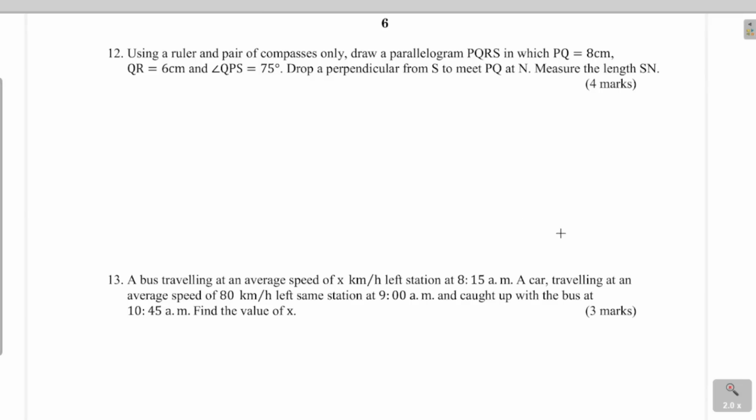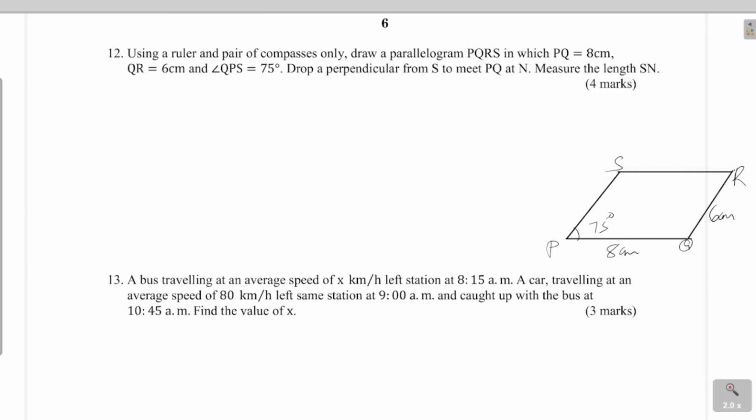So just a small sketch here. Something like this is the sketch. In this sketch we have PQ, so P, Q, and R, S, in which QR is equal to 6 centimeters. Angle QPS is this angle, that is 75 degrees. And PQ is 8 centimeters.